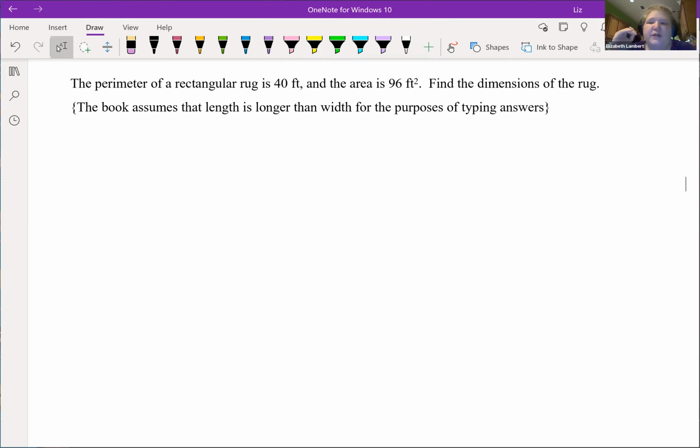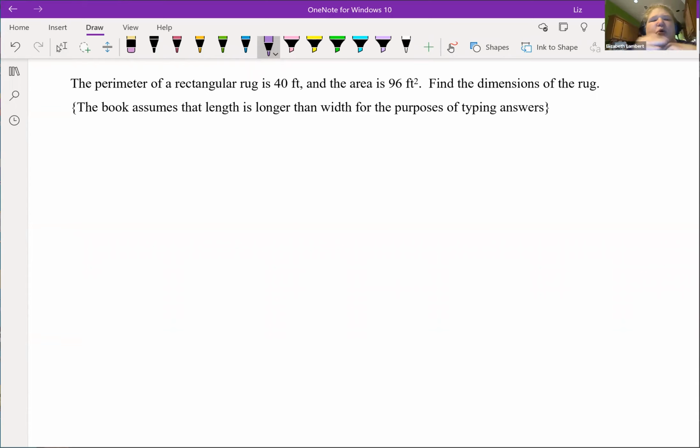So when you're typing in your answer, put the longer number in for the length. Just assume the book is going to think that, i.e. Alex is going to think that. It's their way of getting down to one solution, even though technically there's more than one.